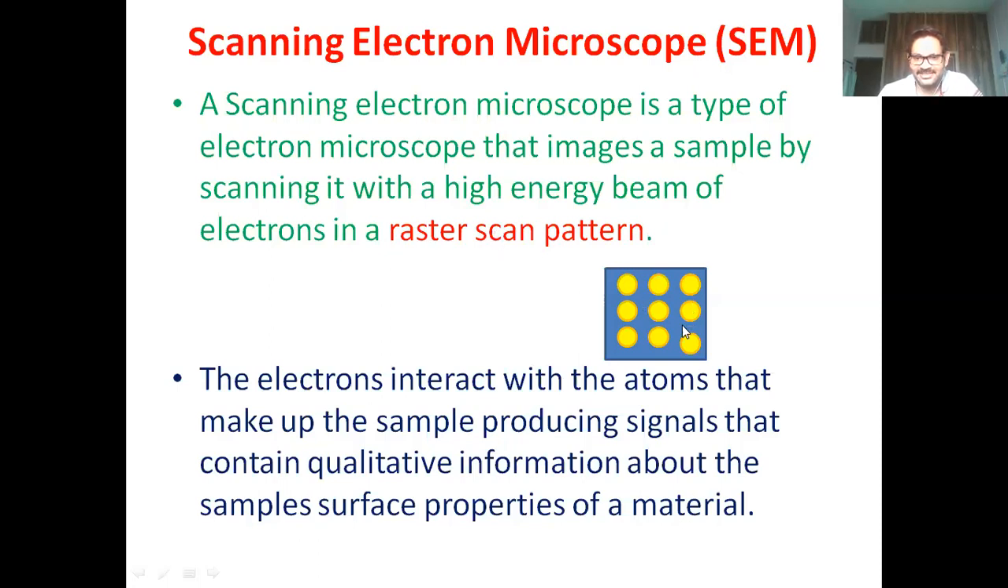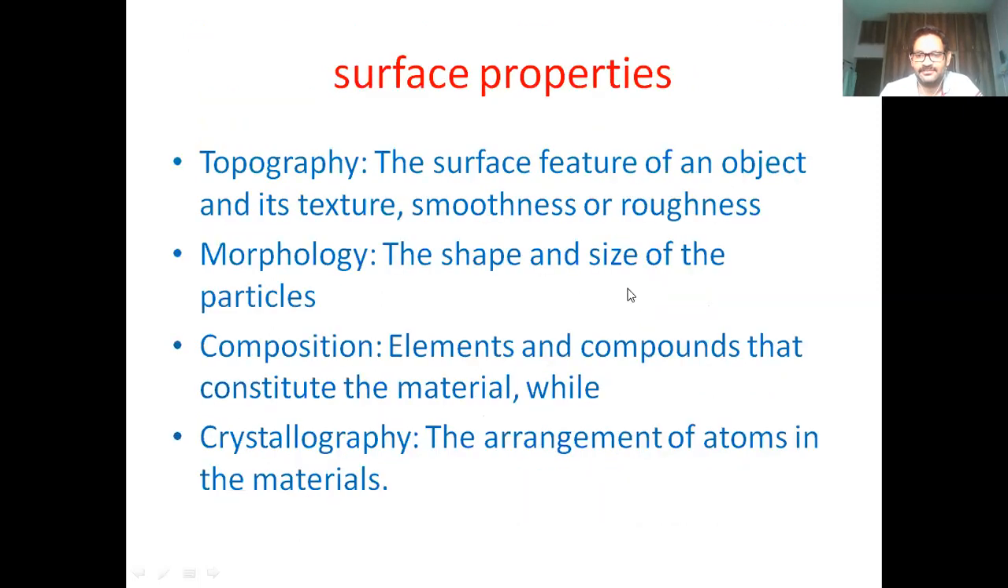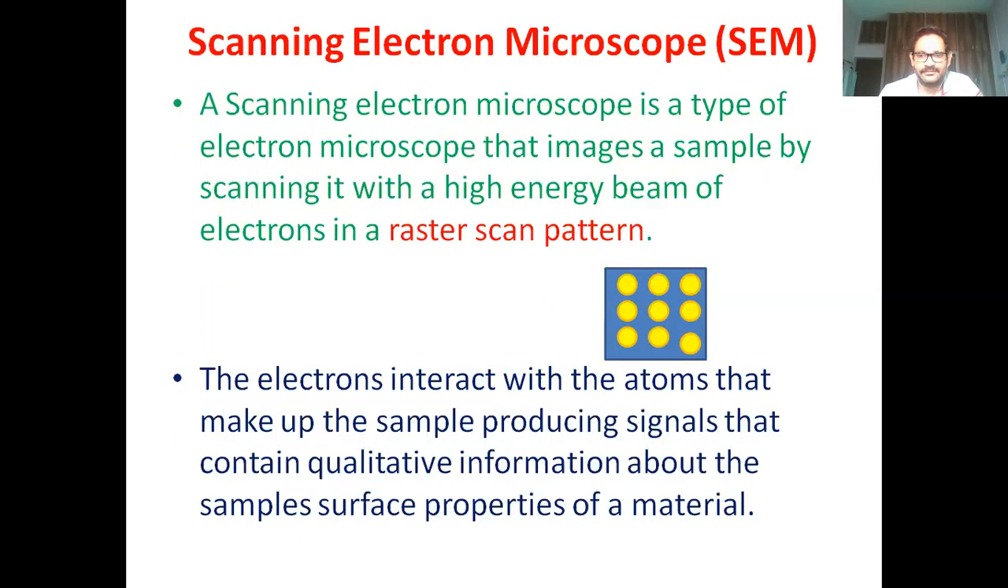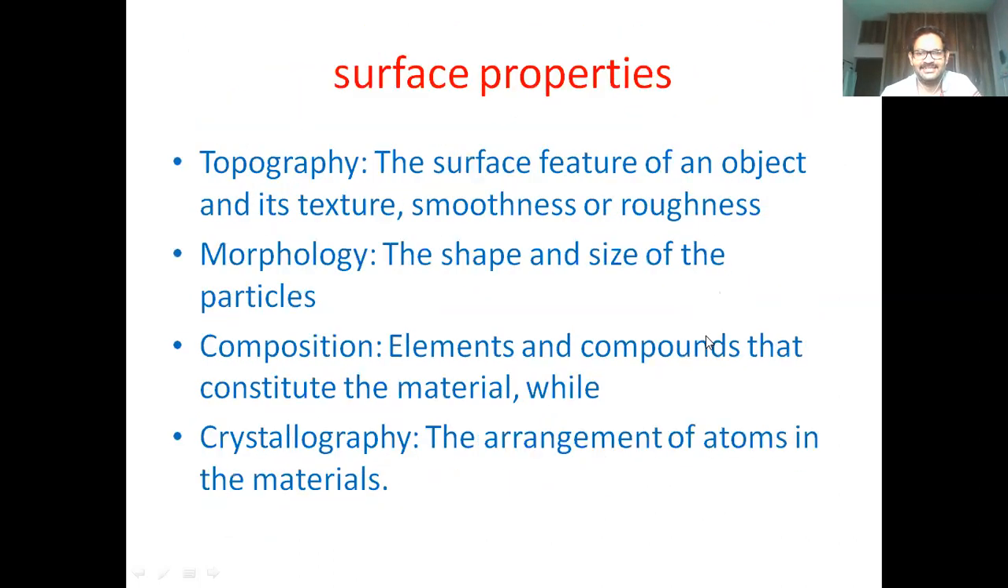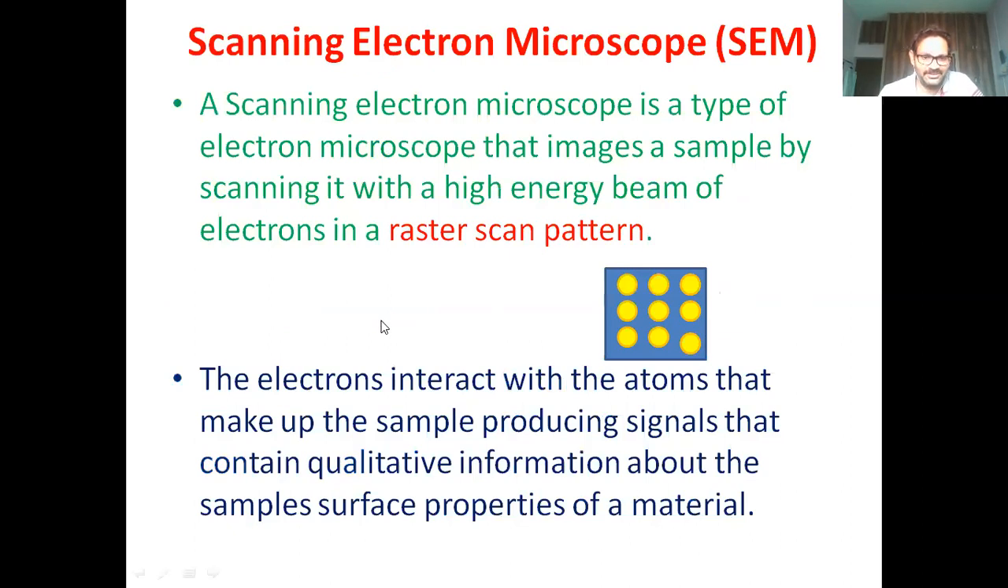Suppose this is the specimen. The atoms are present like this. So raster scan pattern means the beam will move like this, like this, like this. Just have a look here. Suppose first the electron will move like this. This particular part is over, then it will come and impinge like this, and then like this, so it will scan the entire specimen. That we call a raster scan pattern.